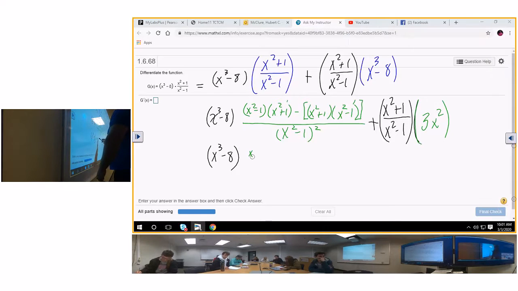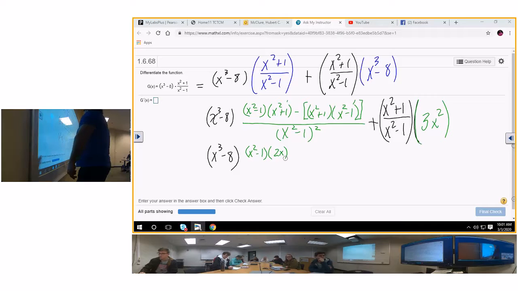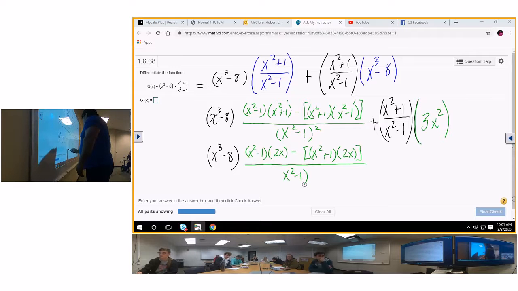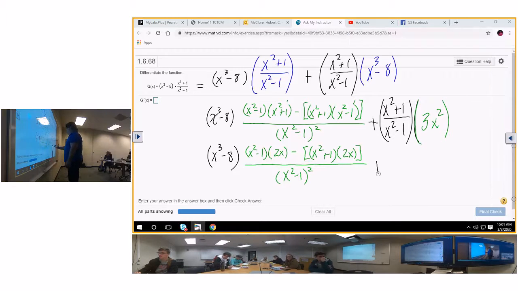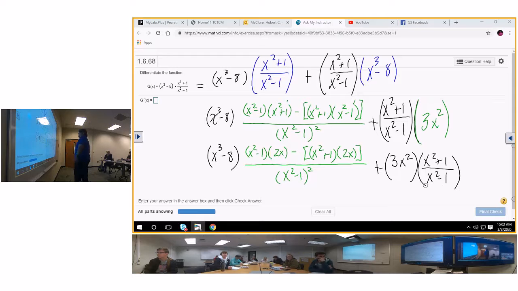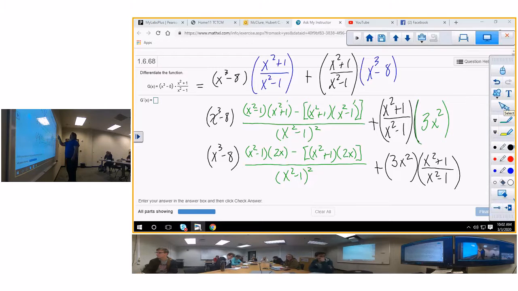So x squared minus 1. And what's the derivative of x squared? 2x minus parentheses x squared plus 1, 2x, over x squared minus 1 quantity squared, plus, and there's not much you can do here, 3x squared times x squared plus 1 over x squared minus 1. Now you need to focus on the green. I'm going to make this smaller.